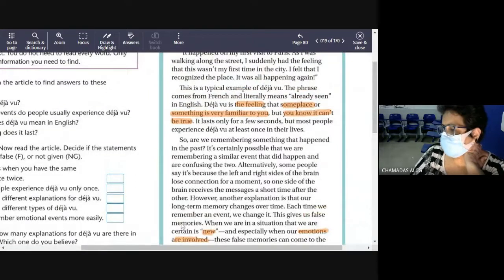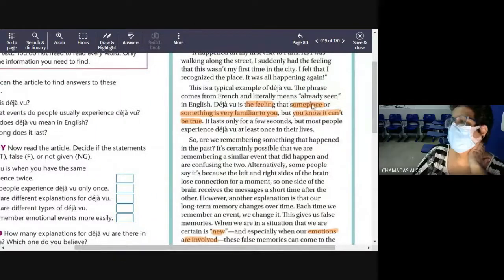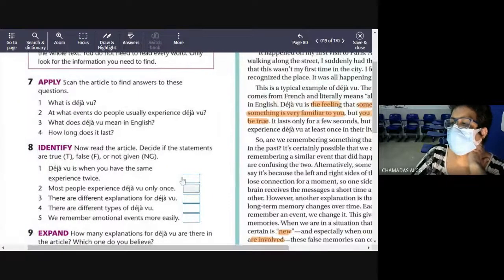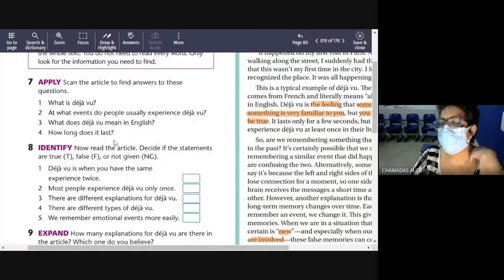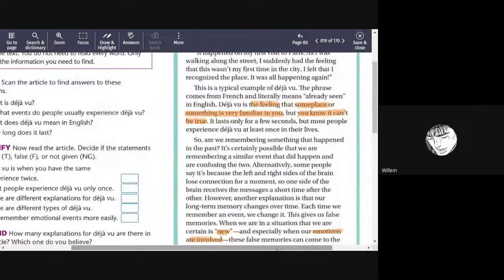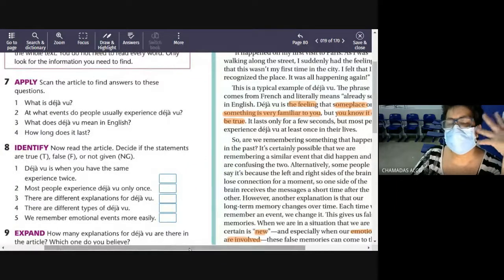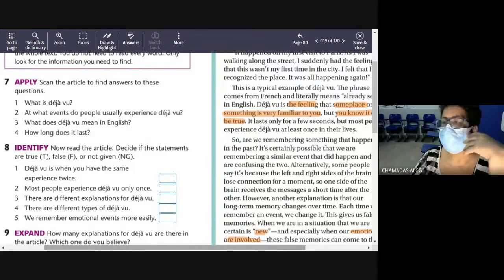All right, so let's see the next one. What does déjà vu mean in English? Already seen. Yes, exactly. Already seen. How long does it last? Only for a few seconds. Yes, exactly. It's something very fast, but sometimes the feeling stays there. We remember, okay?